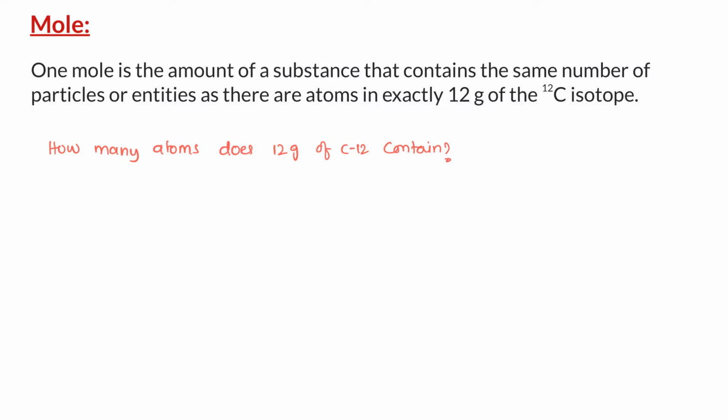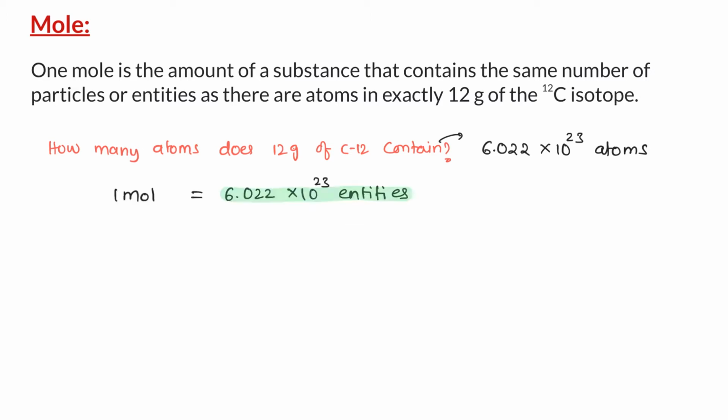This number was determined experimentally and it comes out to be 6.022 times 10 to the 23 atoms. So this number is defined as 1 mole. And this number has a special name. It is called Avogadro's number and it is abbreviated as Na. A mole of any substance always contains this exact number of entities.